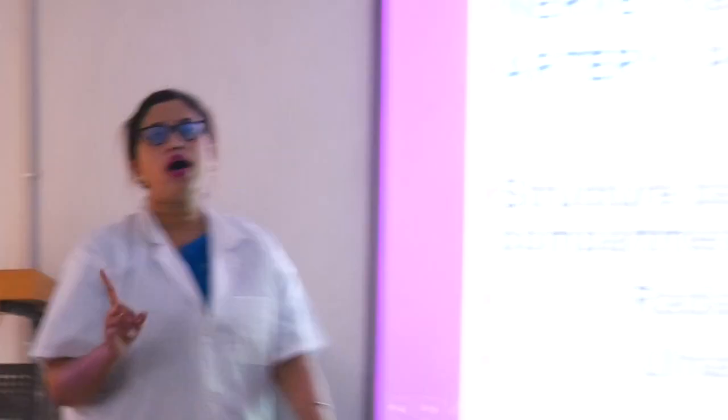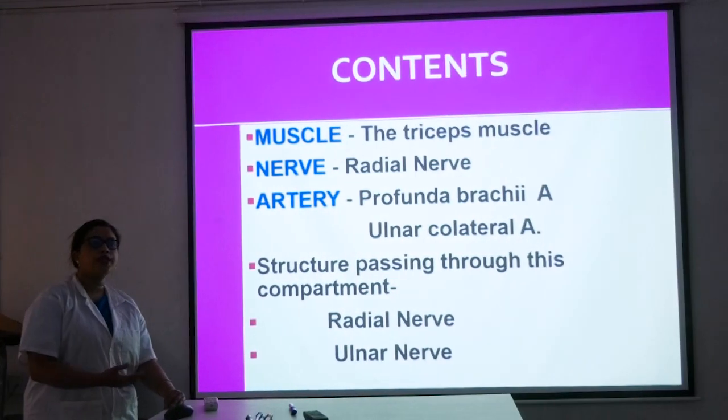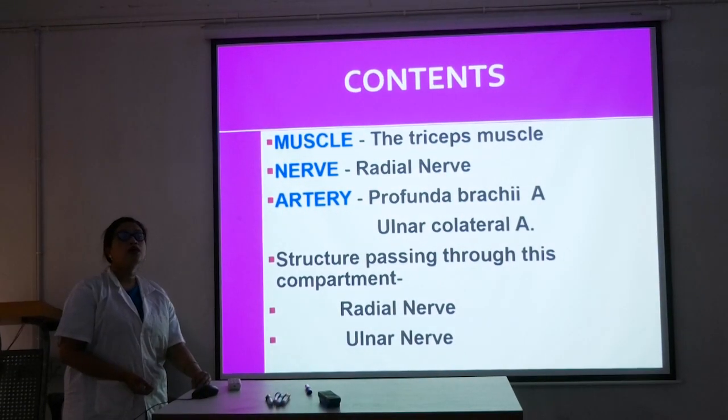Okay, so what are the contents? Write it down. Which are the contents of the posterior compartment of the arm? Number one is the muscle, that is the triceps muscle. Then the nerve, the main nerve is the radial nerve, and the main artery is the profunda brachii artery. Another artery is the ulnar collateral artery. This is also important. Not only one artery, there is another additional artery that is known as the ulnar collateral artery.